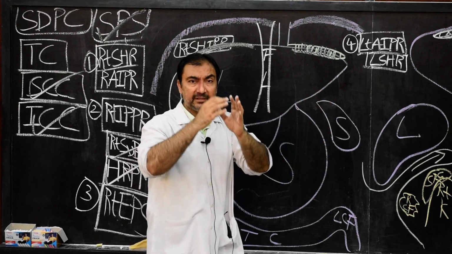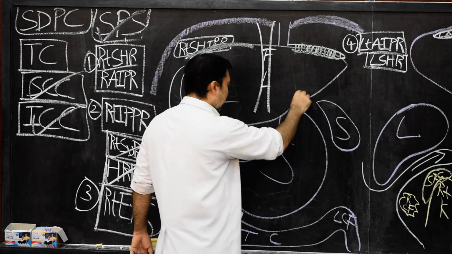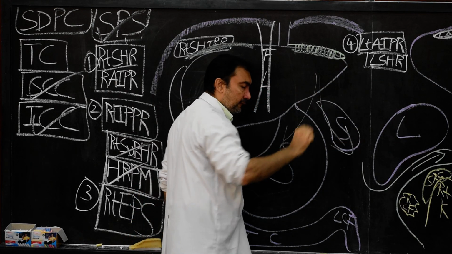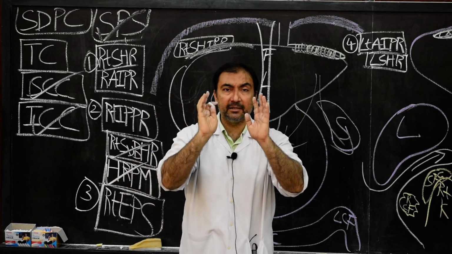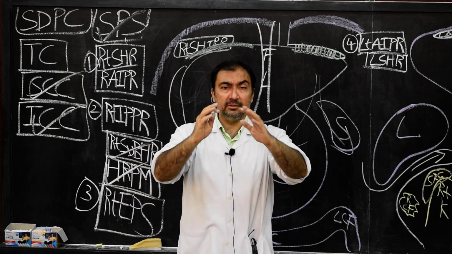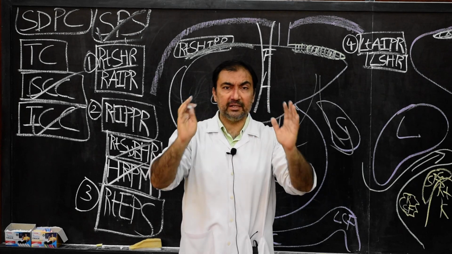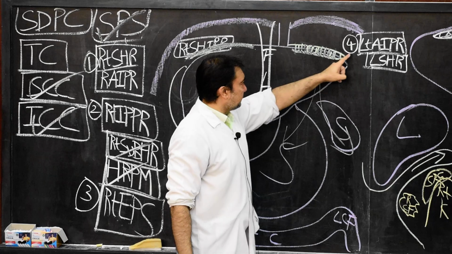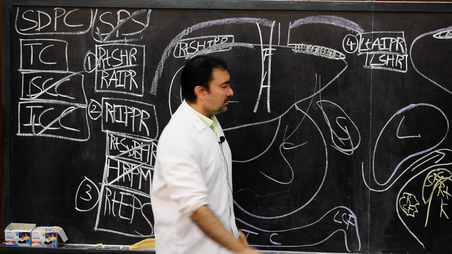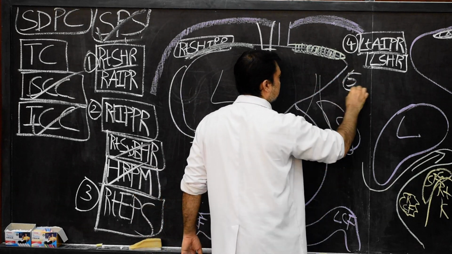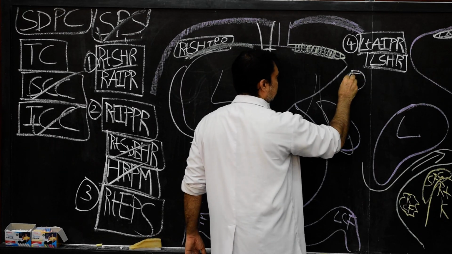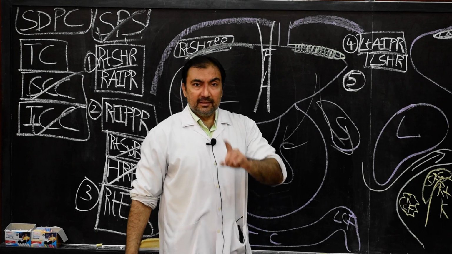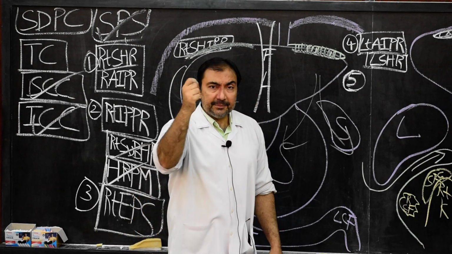inferiorly it will communicate with all the regions of supracolic compartment. Inferiorly it will communicate with all the supracolic compartments. So here we finish the 4th subphrenic recess. Now we consider the 5th subphrenic recess. Now this 5th subphrenic recess is very interesting. First, the terminology. What is the name of that 5th one?